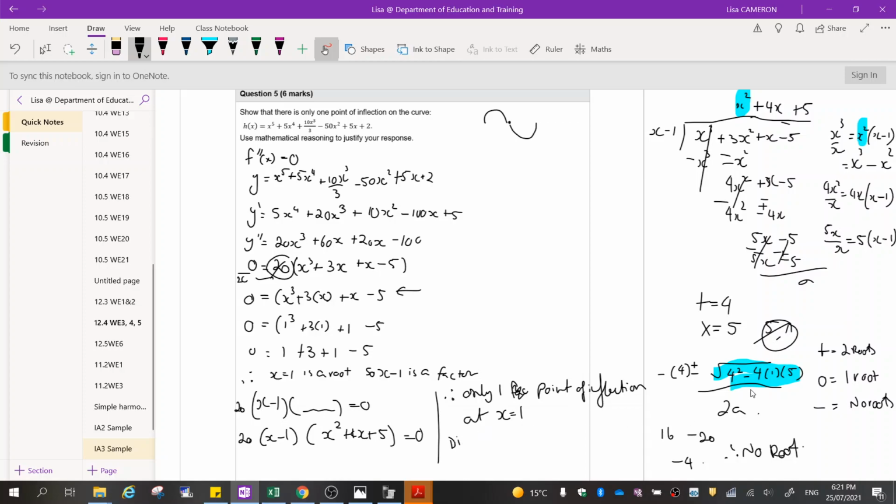Discriminant is what we call that highlighted blue bit. Discriminant is a negative, so then that means it is less than 0, therefore no roots. Something like that. And you'll see they talk about the discriminant when they do their answers for QCAA.